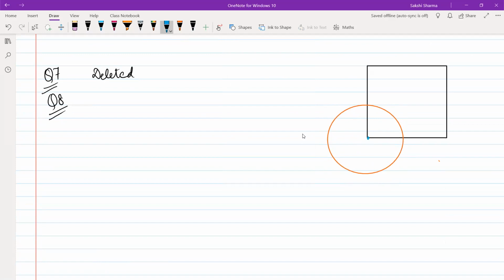So this is the corner to which the horse is tied. This is the peg, and the length of the rope, this is 5 meters. So this is the area which the horse can graze.